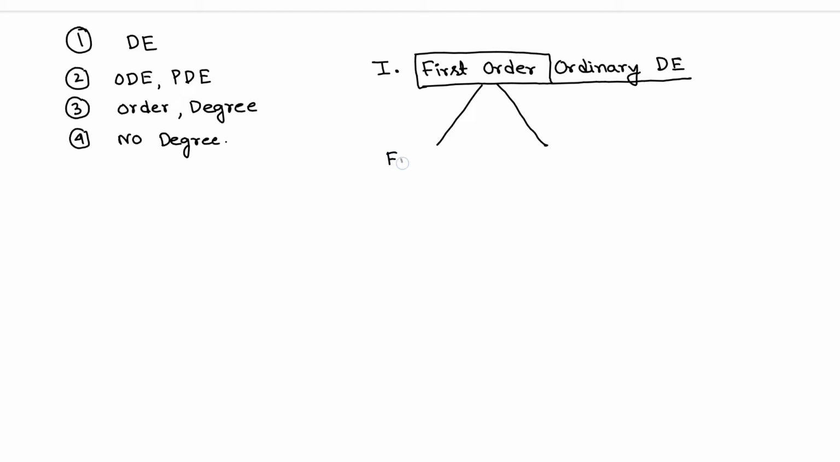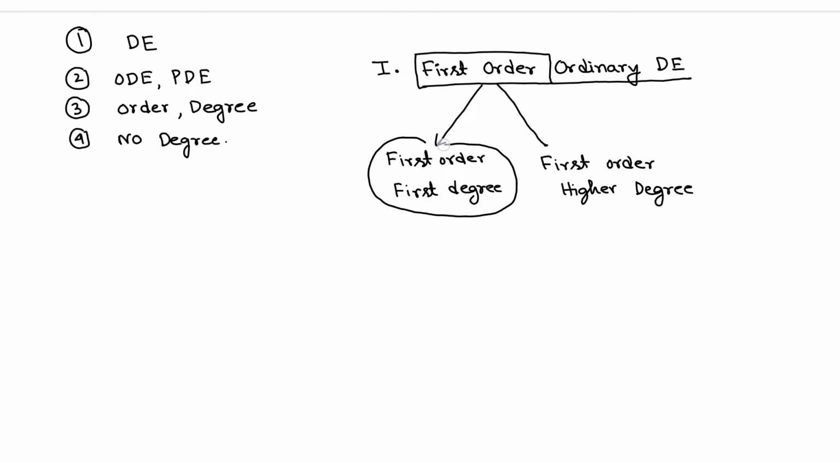First will be first order and first degree. Okay, first order and first degree. And second type will be first order and higher degree. Okay, and today's topic is first order and first degree. Clear? So we have completed all these topics in our previous lecture, and in this lecture, lecture number 2, we will learn the topic first order and first degree. Clear? So let's start.